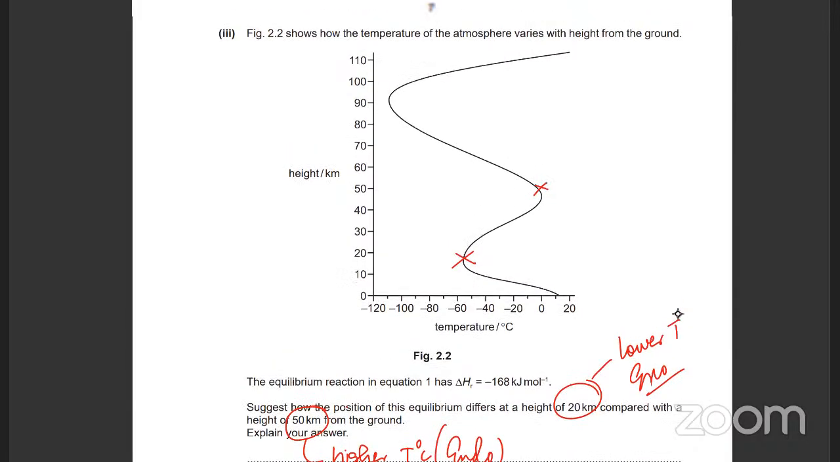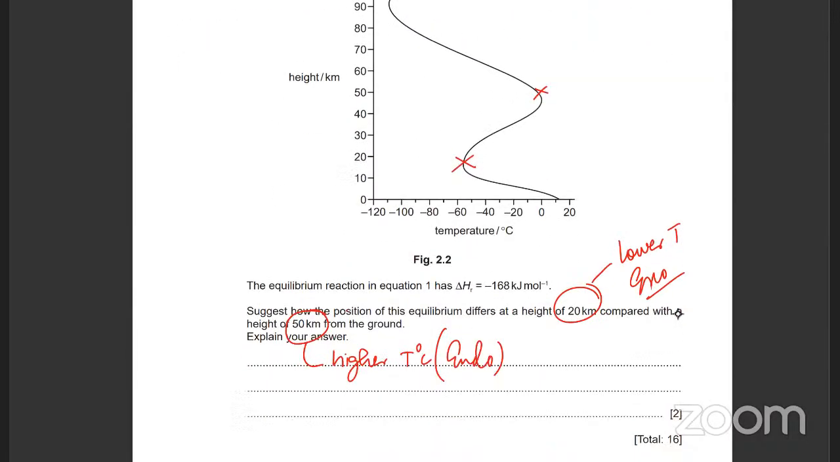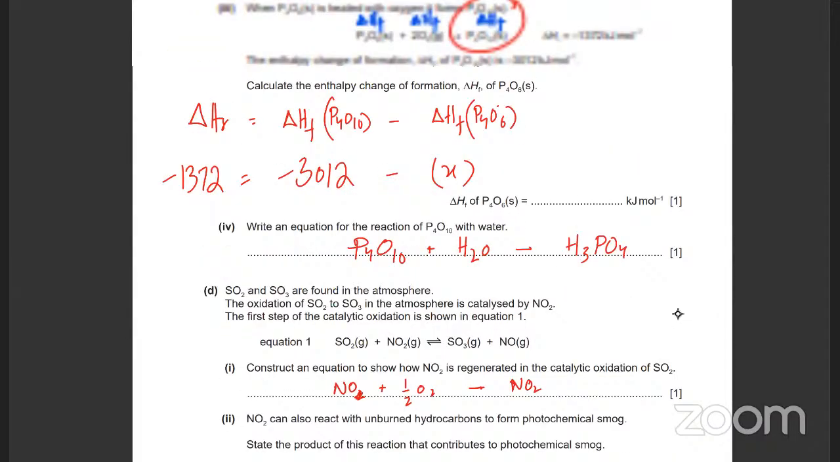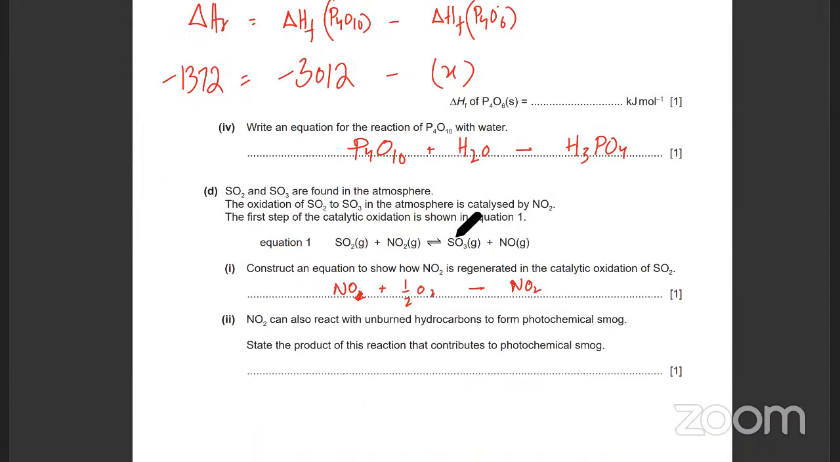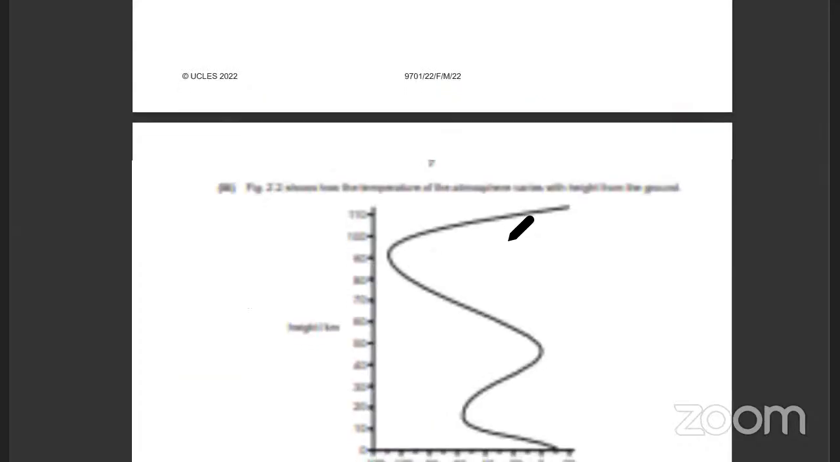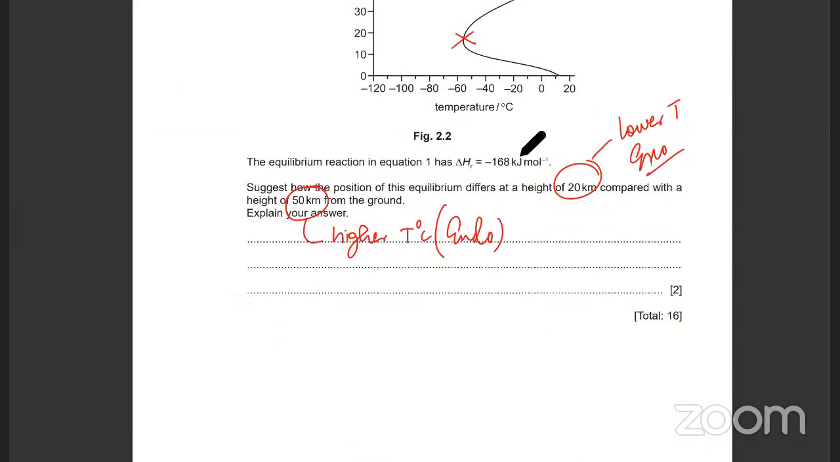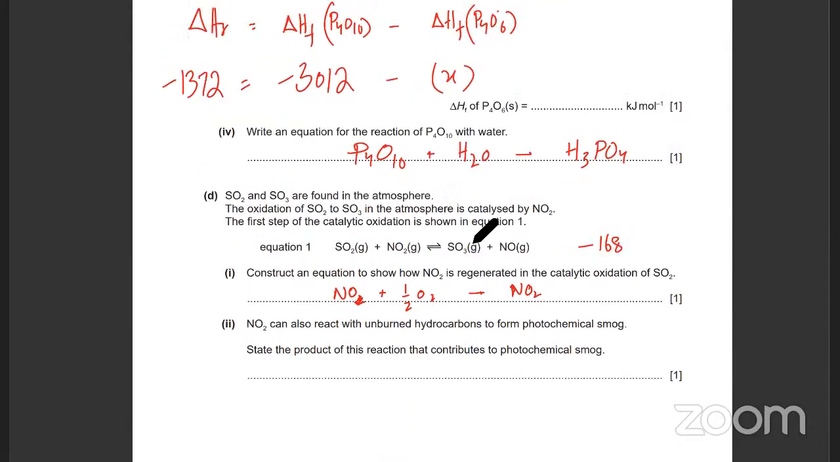So we just have to link this with whatever reaction, equation number 1, which I guess is this one. And they've told us that it's an exothermic reaction. They gave us the value as well, -168. Somewhere they did mention -168. I think over here they already told us that it's -168. So it's going to be exo. The forward is exo and the backward is endo.